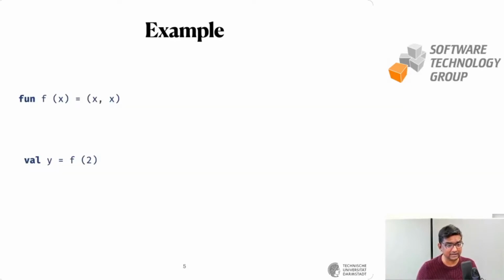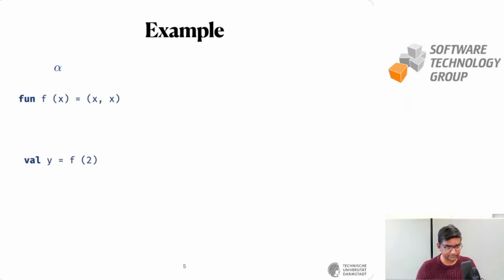Here is an example of how type inference would be applied. Let's look at an example over here with two lines of code. The first line is defining a function f of x, which returns the tuple x comma x. Then the next line of code is essentially trying to apply f on the value 2 and then assigning to y. Let's assume that here we are trying to infer the type of y.